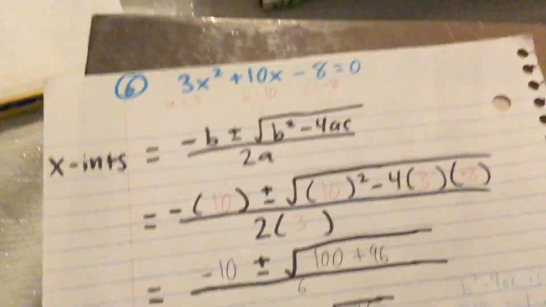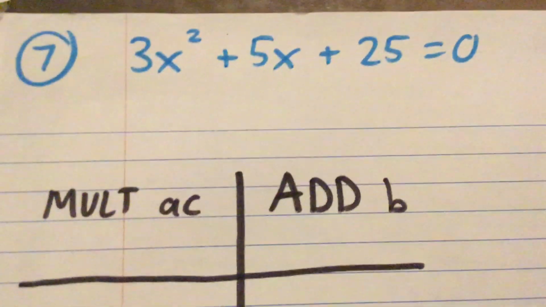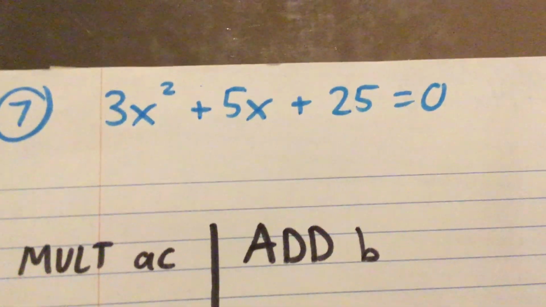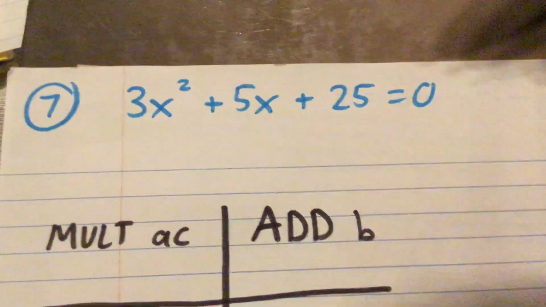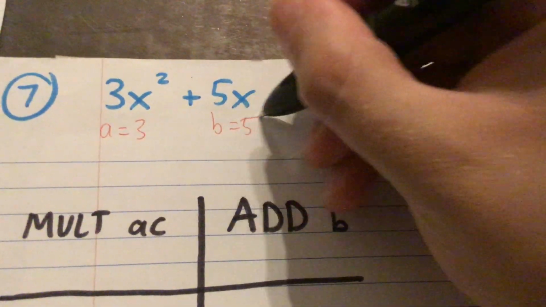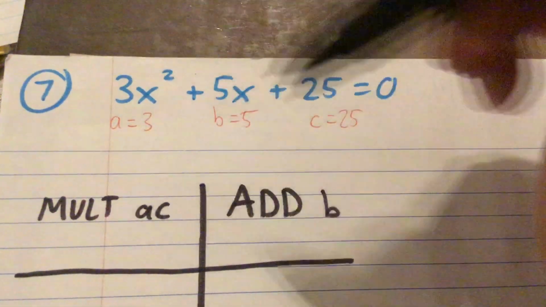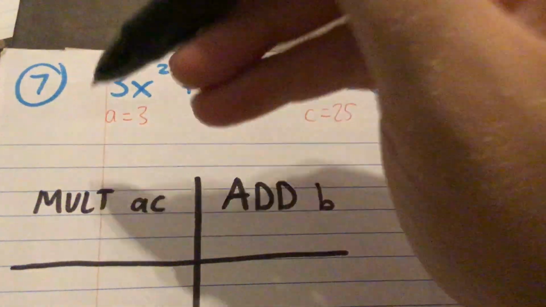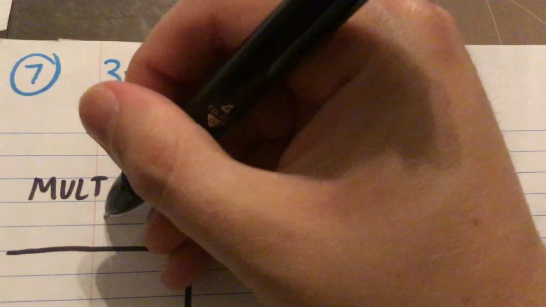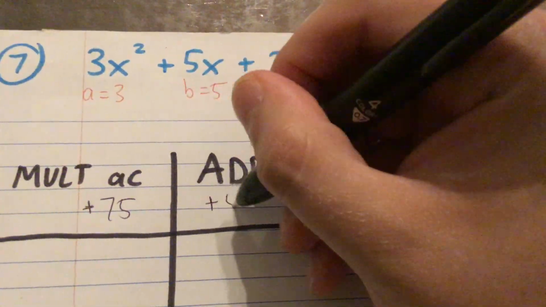Okay. So I'm going to do one last problem, and there's a reason why I went over the quadratic formula. So we've got 3x squared plus 5x plus 25. Okay, so once again, I'm going to see if I can factor this. So a is equal to 3, b is equal to 5, and c is equal to 25. So in this particular problem, we're looking for two numbers that multiply to ac, 3 times 25, which would be positive 75, and adds to b, which is positive 5.